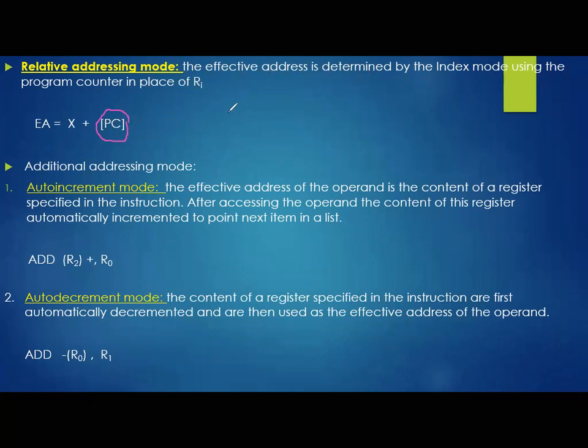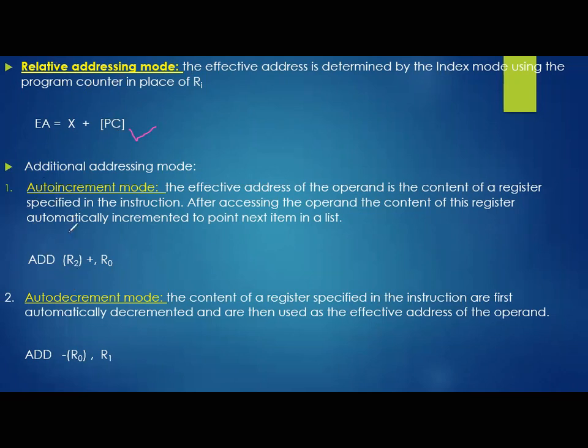Whatever address the program counter is pointing to, let it be like 100, that is not the target we are looking for. That should be added with x. 100 plus x will be the effective address. That is the relative addressing mode we have. This is not much important, just for your information.